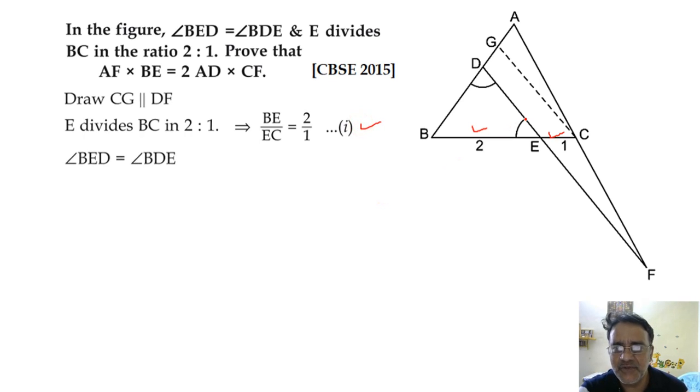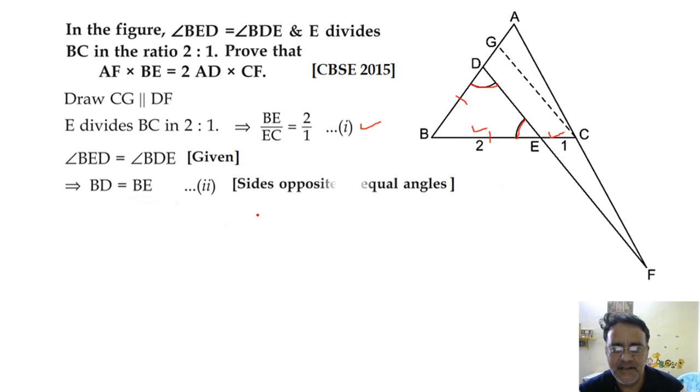And these two angles are equal. So if these two angles are equal, these two sides are also equal. BE is equal to BD. Why? Sides opposite to equal angles. Right. Okay, so BD is equal to BE, sides opposite to equal angles.